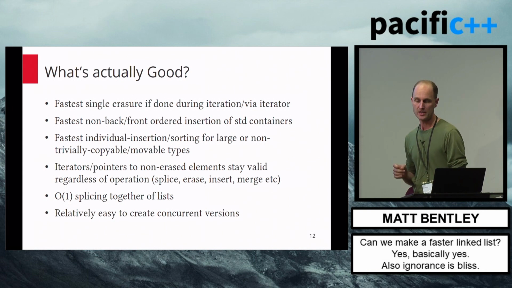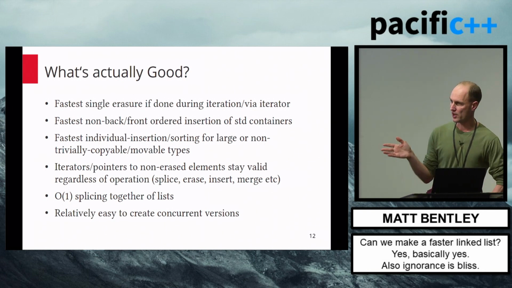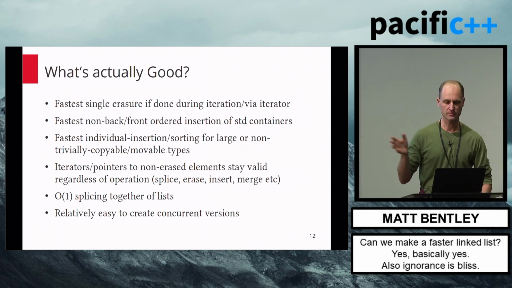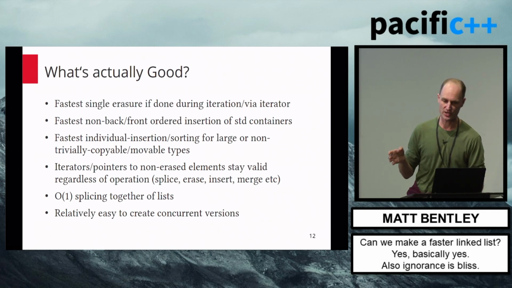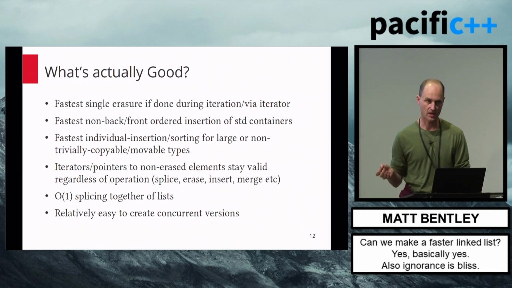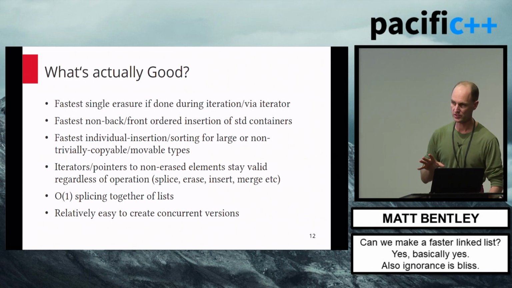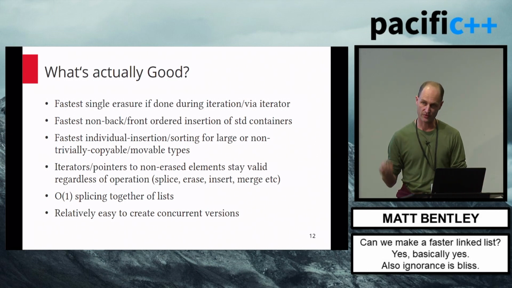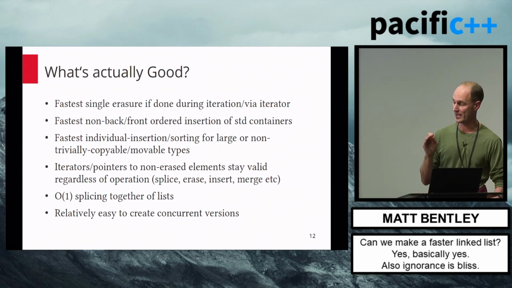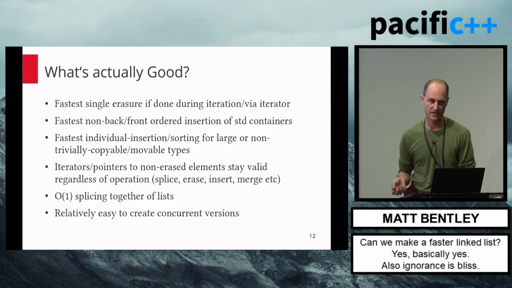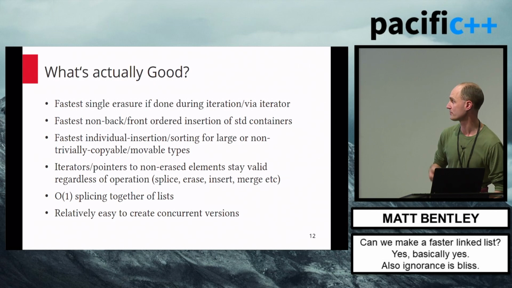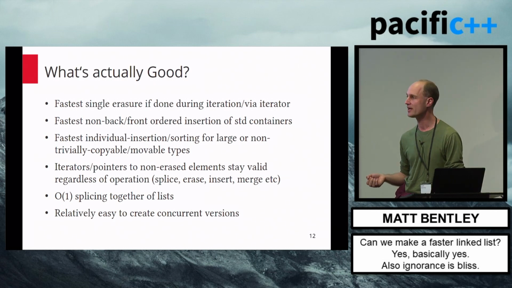So what's good? If you're doing it via an iterator or during iteration, they have the fastest singular erasure speed of any of the standard library containers. They have the fastest non-back, non-front ordered insertion of standard library containers. They have the fastest individual insertion and sorting for large or non-trivially copyable types. Iterators and pointers to non-erased elements stay valid regardless of operation.